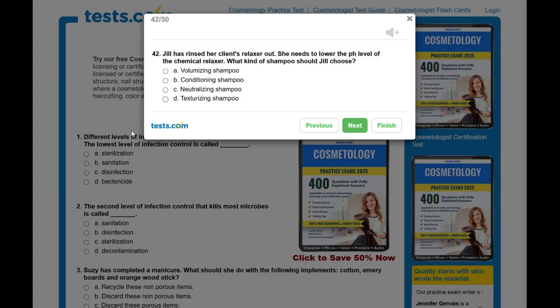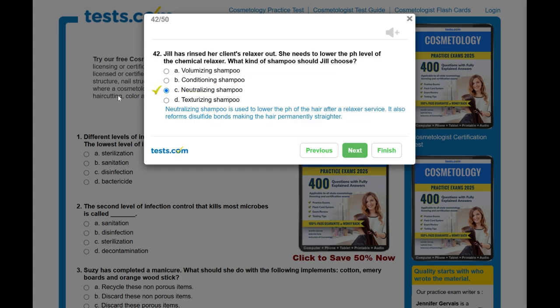Question 42. Jill has rinsed her client's relaxer out. She needs to lower the pH level of the chemical relaxer. What kind of shampoo should Jill choose? A. Volumizing shampoo. B. Conditioning shampoo. C. Neutralizing shampoo. D. Texturizing shampoo. C. Neutralizing shampoo. Neutralizing shampoo is used to lower the pH of the hair after a relaxer service. It also reforms disulfide bonds, making the hair permanently straighter.